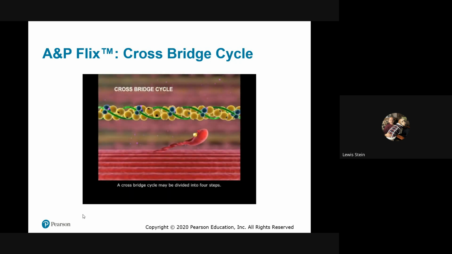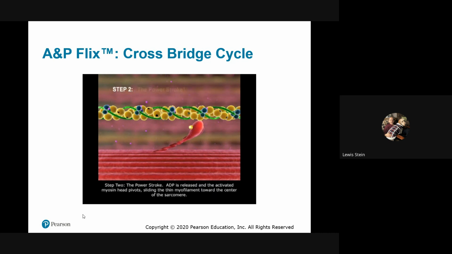A cross-bridge cycle may be divided into 4 steps. Step 1, cross-bridge formation. The activated myosin head binds to actin, forming a cross bridge. Inorganic phosphate is released, and the bond between myosin and actin becomes stronger.